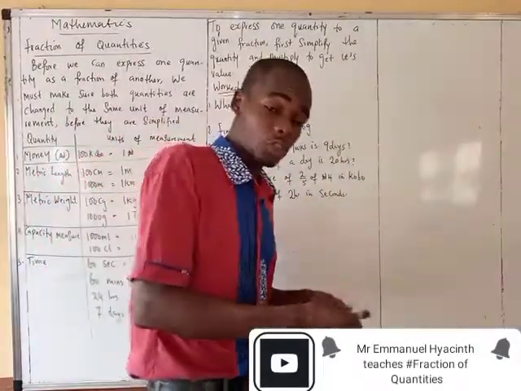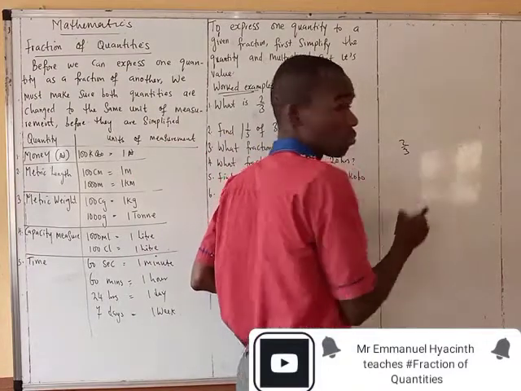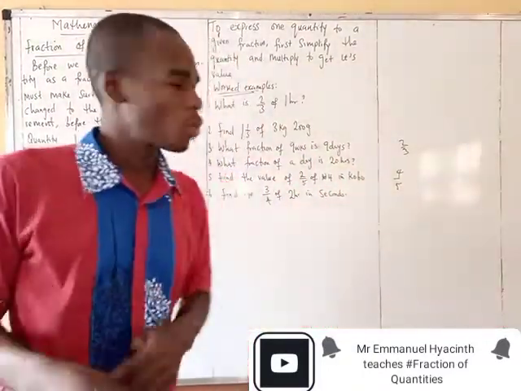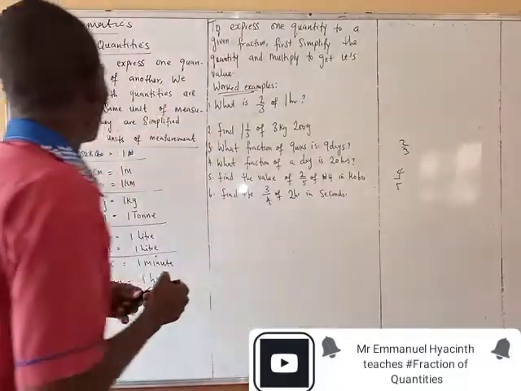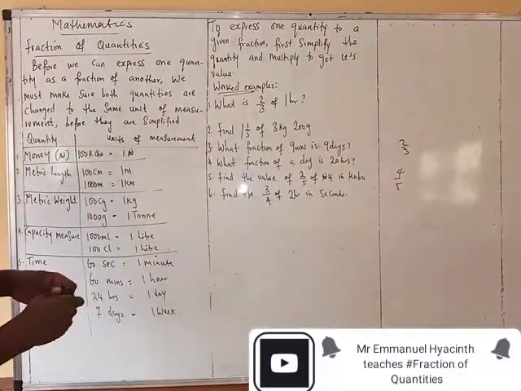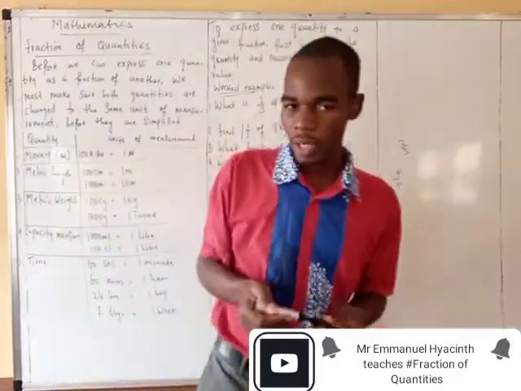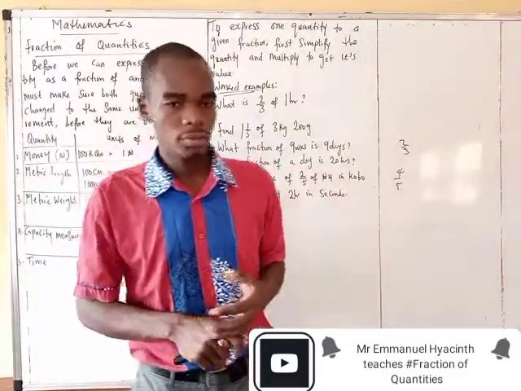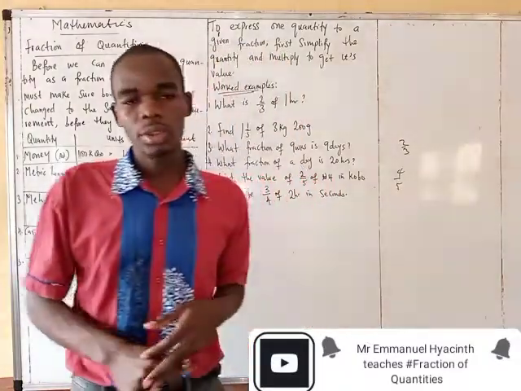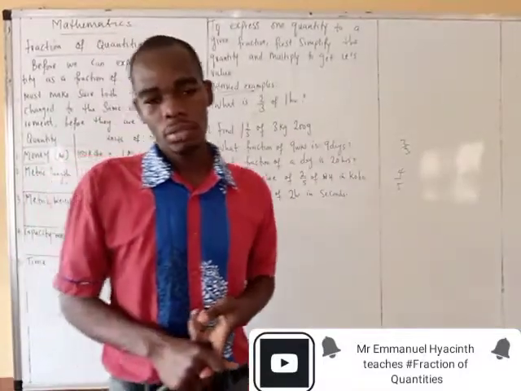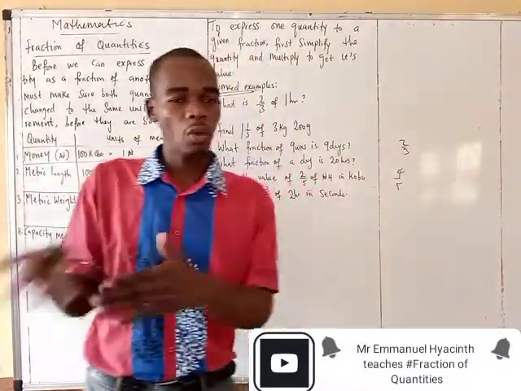Now we already know fractions to be something like 2 over 3, 4 over 5, and the likes. So now let's move on. Fraction of quantities simply means there are different quantities. Time is a quantity. Capacity is a quantity. Length is a quantity. Weight is a quantity.